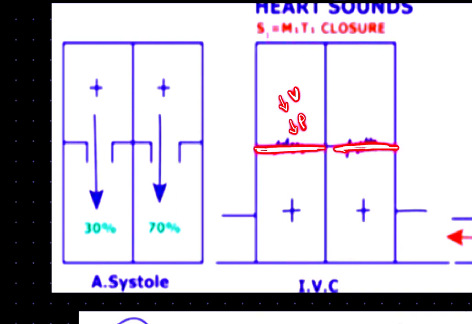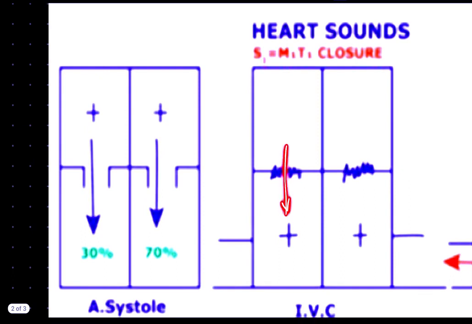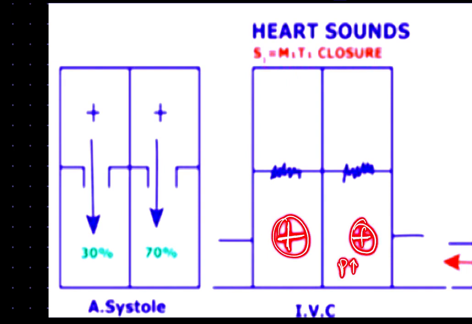will close. As they close, there is our first heart sound, which we mention as M1T1. Why M1T1? Because the first heart sound is because of mitral valve and tricuspid valve closure. Now as there was flow of blood from the atrium to the ventricles, there is a large volume of blood within the ventricle, because of which there is a large amount of pressure.